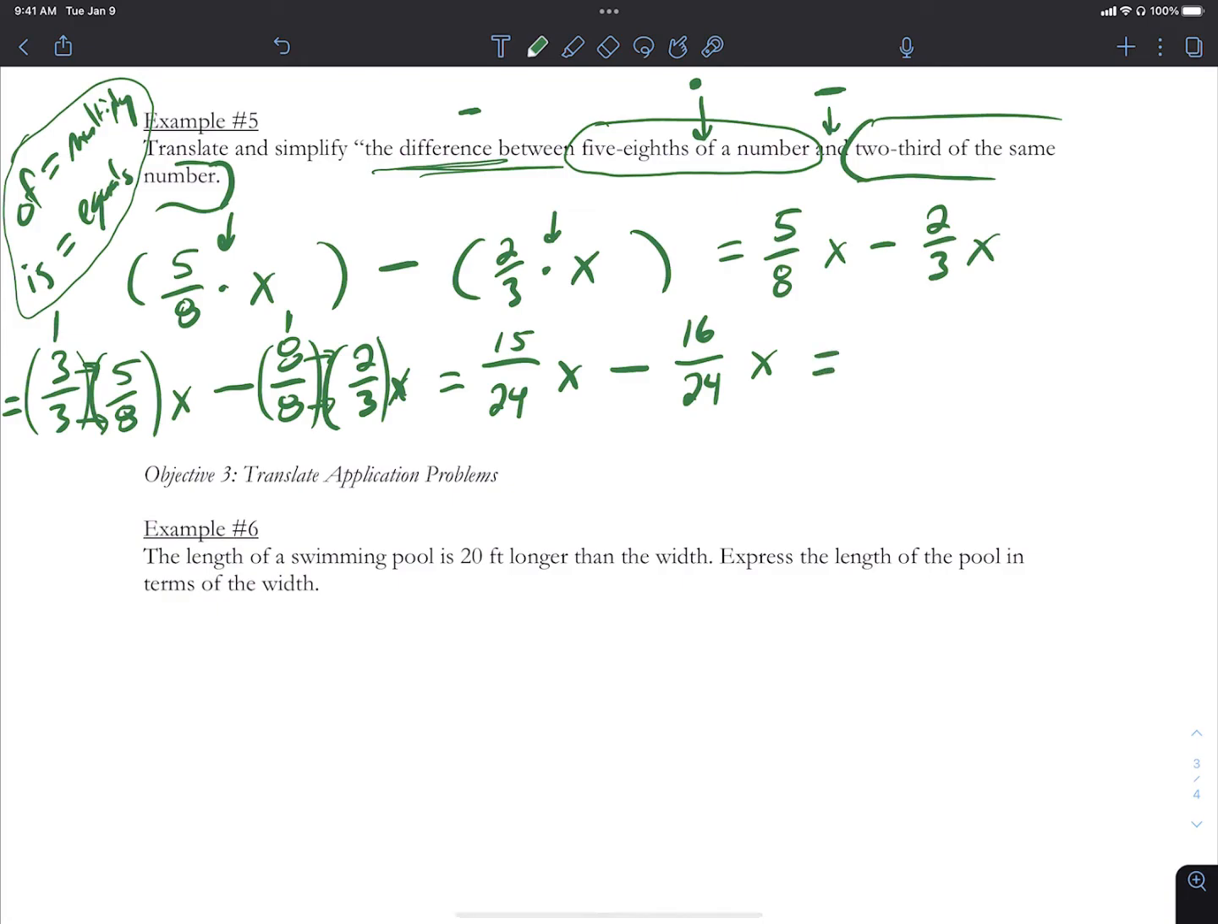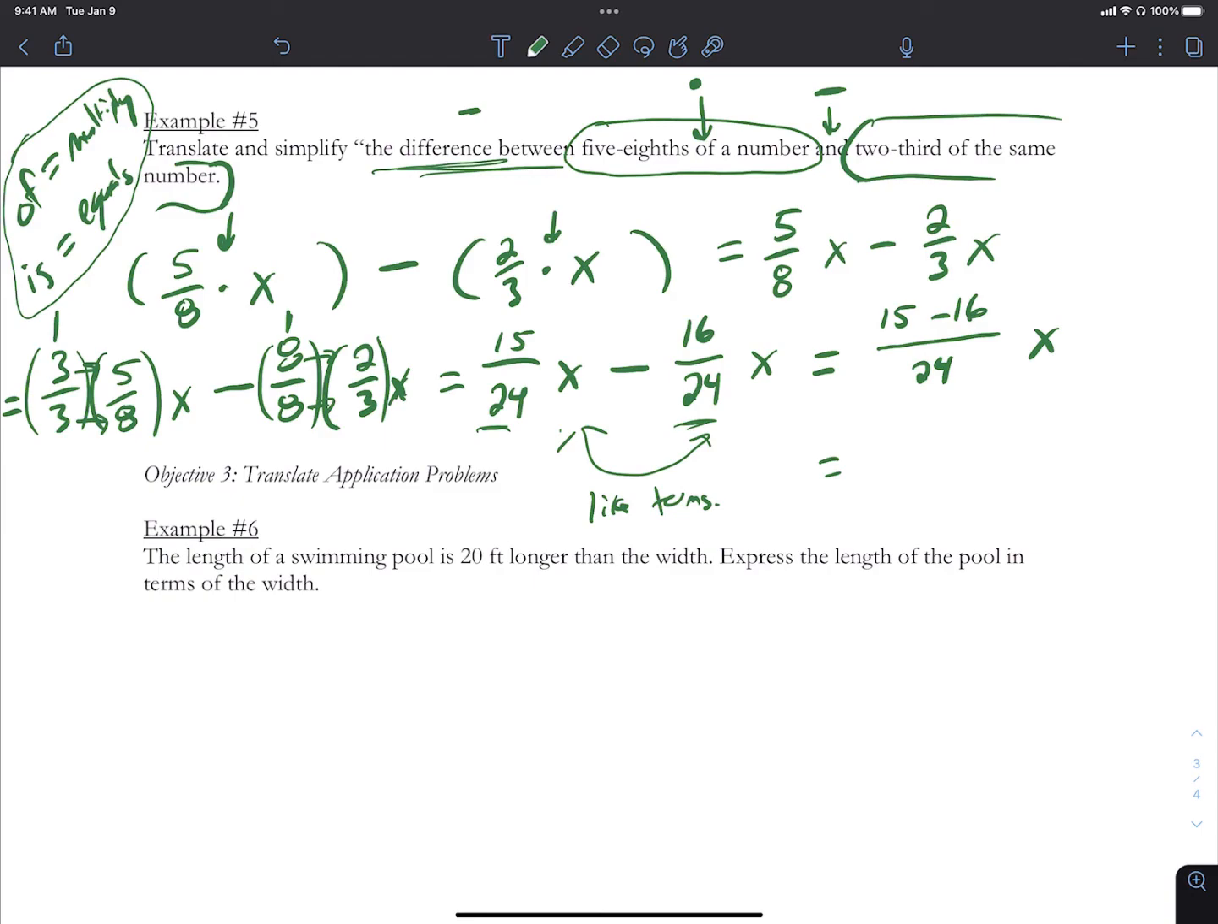So now I have common denominators, so I can subtract those, right? I would subtract their numerators and keep the common denominator, right? And I'm subtracting these coefficients because these are like terms, right? Remember, like terms have the same variable factors, in other words, the same letters with the same exponents. So I can simplify this further.